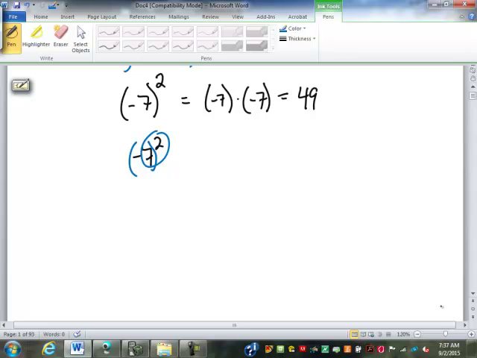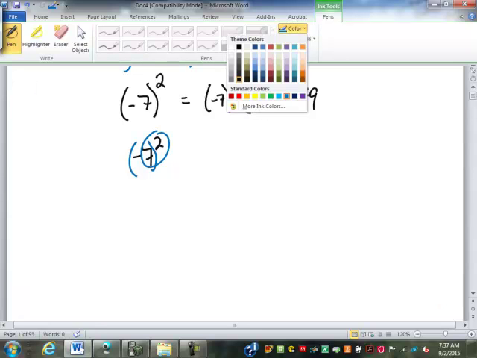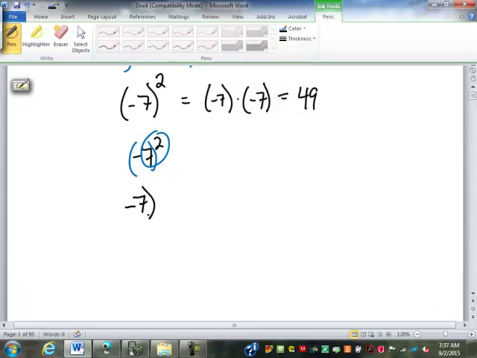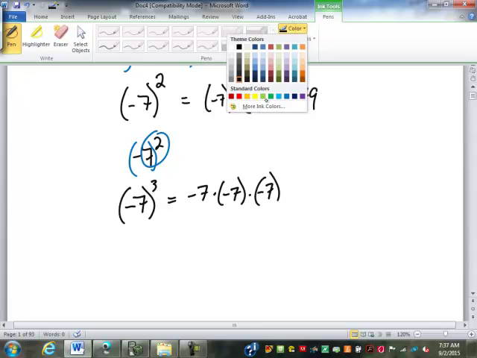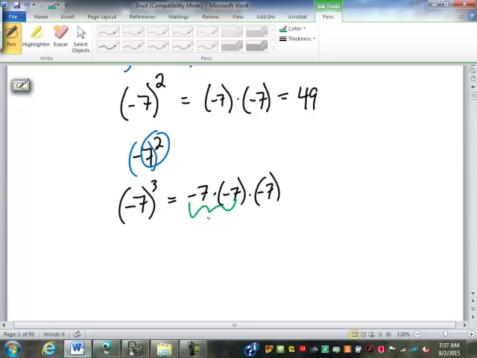But what happens if it's -7 to the third power? Because you've got -7 times -7 times -7. These two multiply to make a positive 49, but now you have a positive times a negative. It's going to be a negative 343.